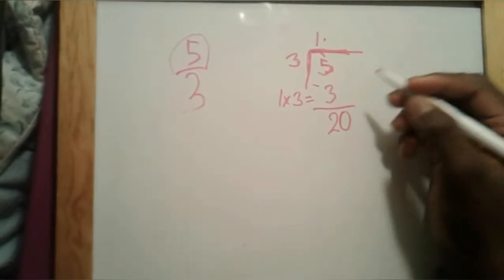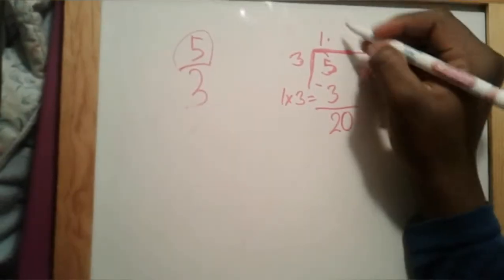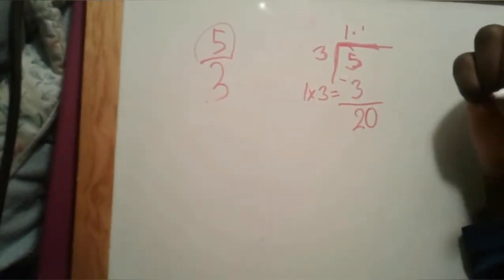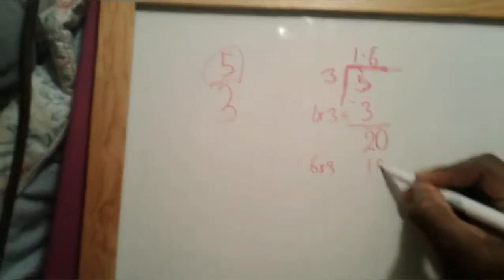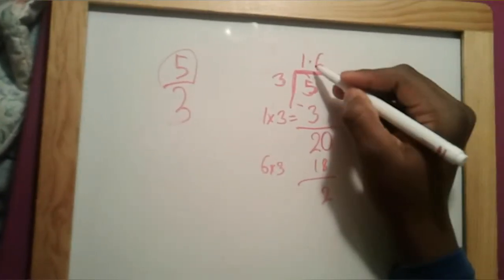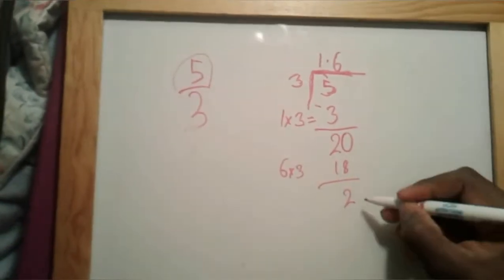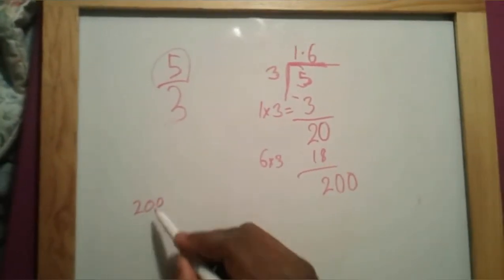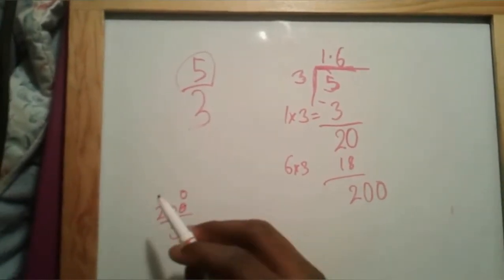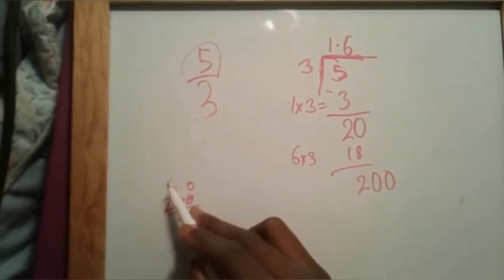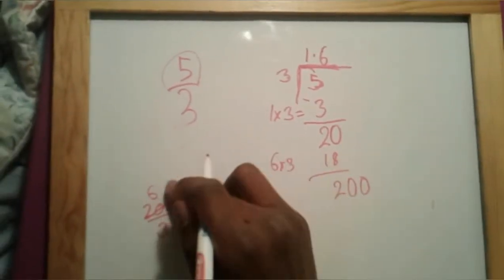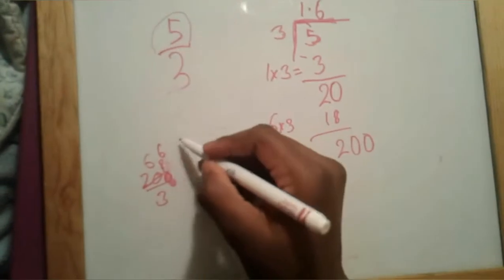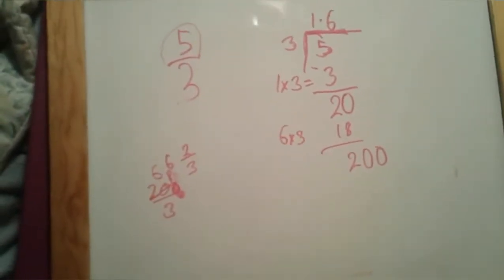So 3 into 20 is 6, because 3 times 6 is 18, and then it will be 2. Then there is a decimal place next to the tenths, so it's hundredths. So we must put 2 zeros. Then when it's 20, it's 6. Then you carry 2, then it's also 6, then you carry 2, and it will be 2 out of 3, like that. So it's 66.